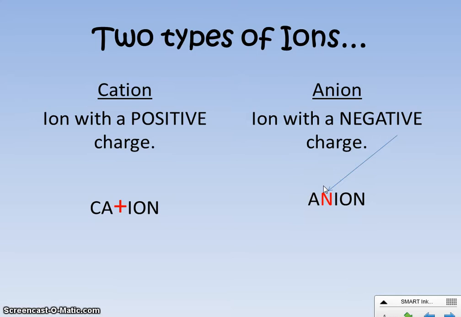So sodium formed a cation and fluorine formed an anion. An ion is just an atom with a charge, either positive or negative. And then we can be more specific and say, is it a cation or an anion?